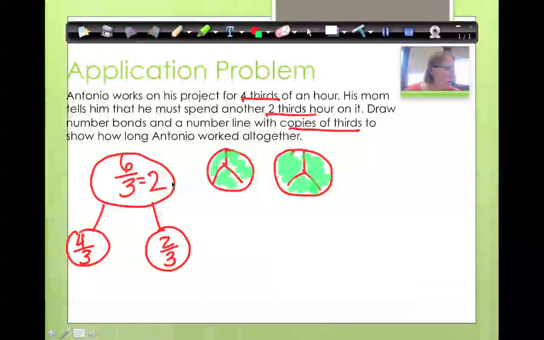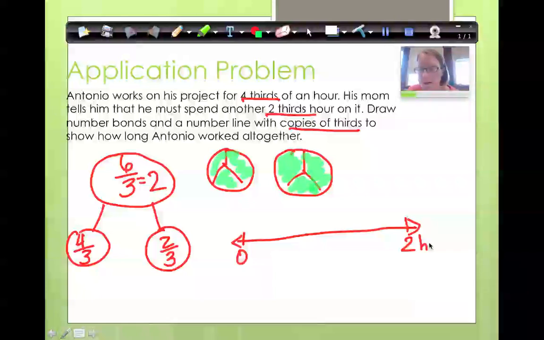Now it says that we are supposed to draw a number line to show this. And we have to show it in thirds. So here's where he starts. We know it's going to go all the way up to 2 hours. That would make this be 1. So now we're going to cut it into thirds. And we label. Okay, so 4/3 is what he already did. So 1/3, 2/3, 3/3, 4/3.